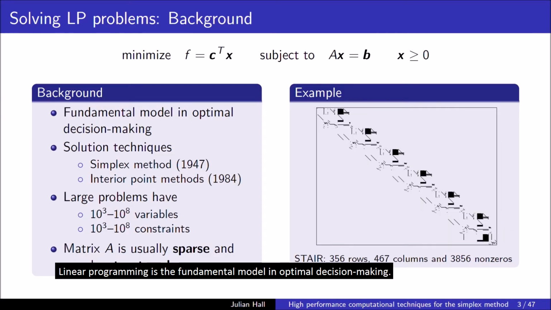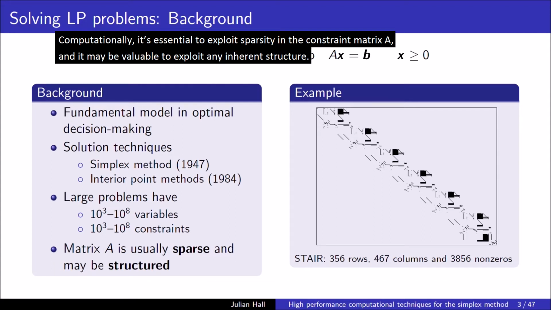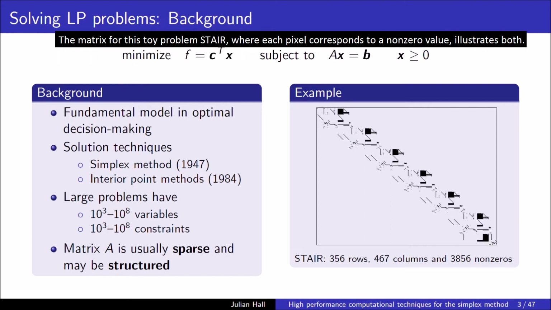Linear programming is the fundamental model in optimal decision making. There are two main solution techniques and both have their places. Large problems can have very different numbers of variables and inequality constraints. Computationally, it's essential to exploit sparsity in the constraint matrix A, and it may be valuable to exploit any inherent structure. The matrix for this toy problem, stair, where each pixel corresponds to a non-zero value, illustrates both.